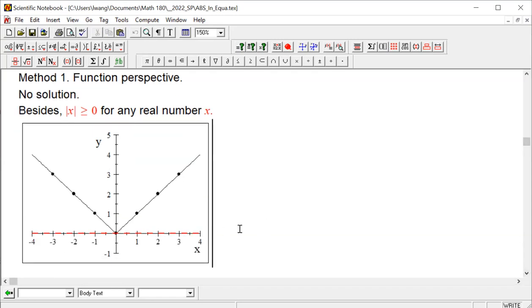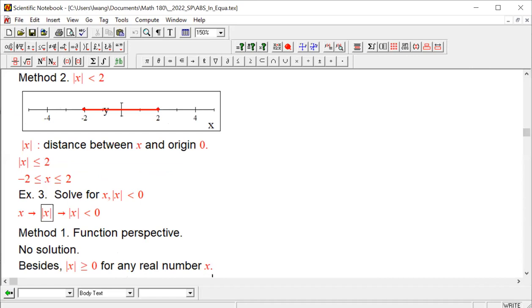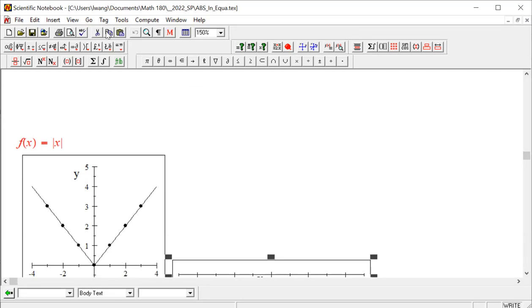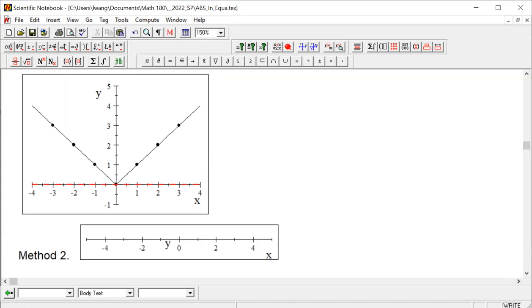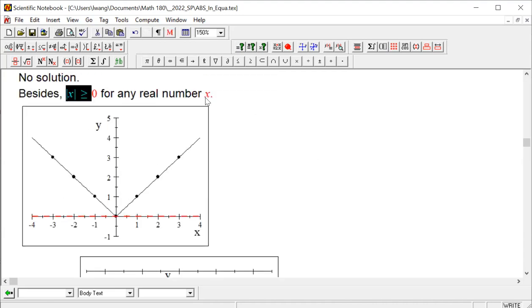How about method 2? Method 2 tells us the same thing because of the absolute value, the distance of any number to the origin. So if you insist on doing method 2, you measure the distance between any number and 0, and you want that distance to be less than 0. That's never going to happen, not in a million years.